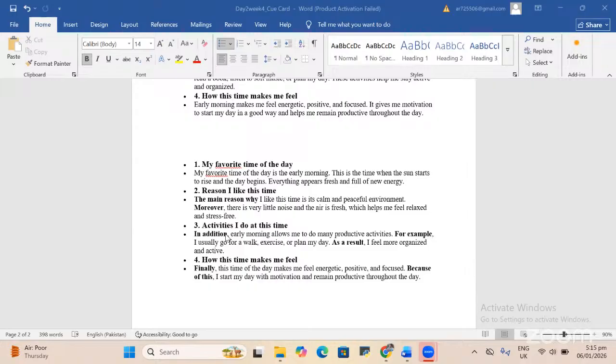So when you practice, you should try to use linking words within your points, so that is also better. If you have any questions you can discuss, and then we will move toward asking questions to the students.